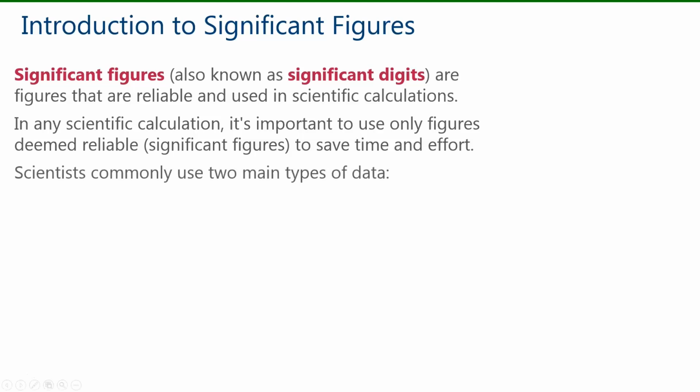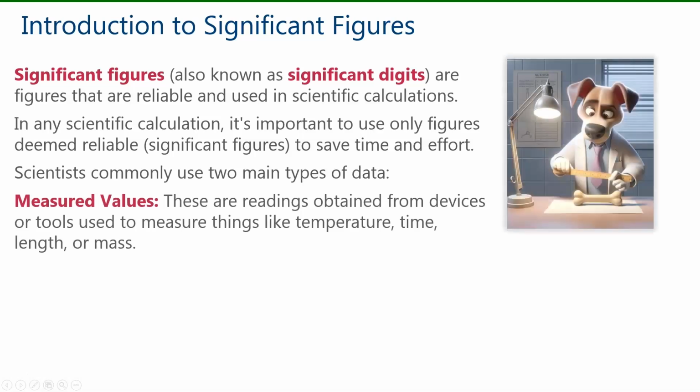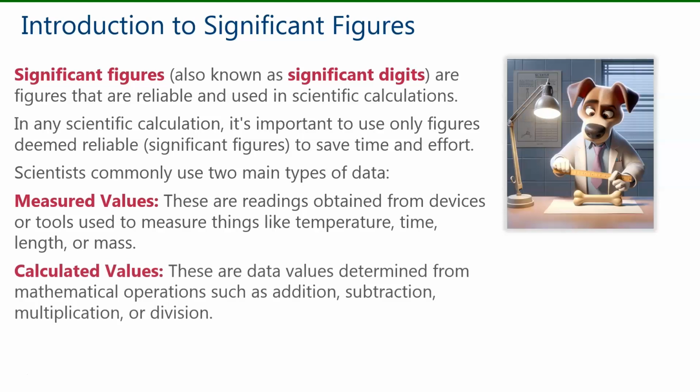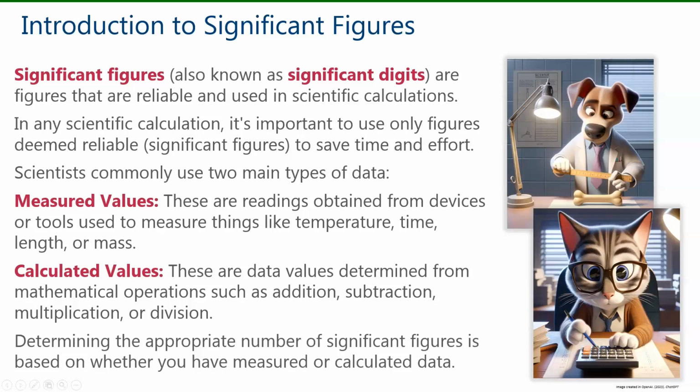Scientists commonly use two main types of data. Measured values. These are readings obtained from devices or tools used to measure things like temperature, time, length, or mass. And calculated values. These are data values determined from mathematical operations such as addition, subtraction, multiplication, or division. Determining the appropriate number of significant figures is based on whether you have measured or calculated data.